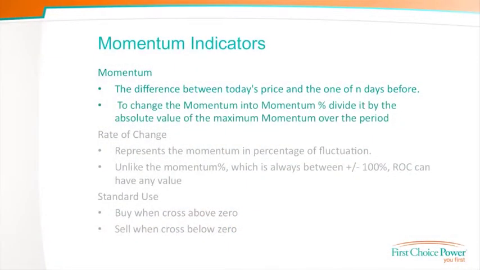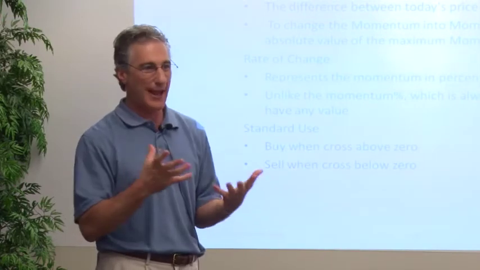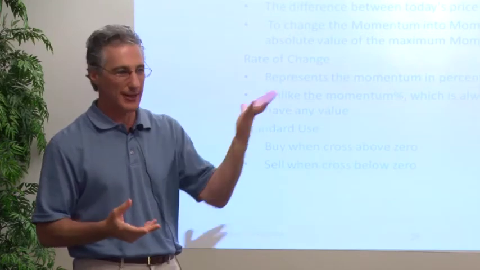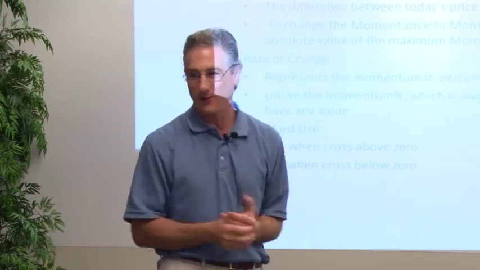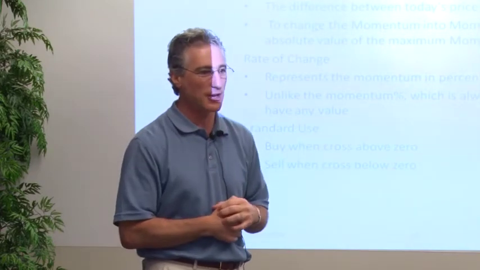The momentum percent just takes it and now turns it from a number that is arbitrary to a market into a percentage for any market. All you do is take that momentum and you just divide it by the highest momentum over that period. So now it's a percentage of all of that study period.